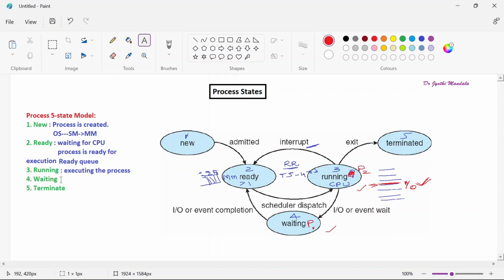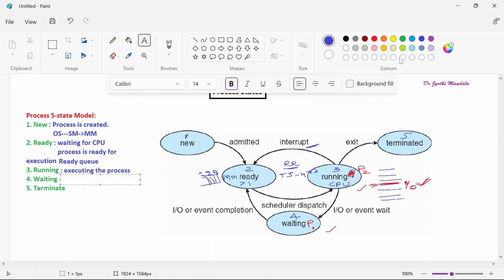Waiting state is nothing but a process that requires IO operations to be performed.